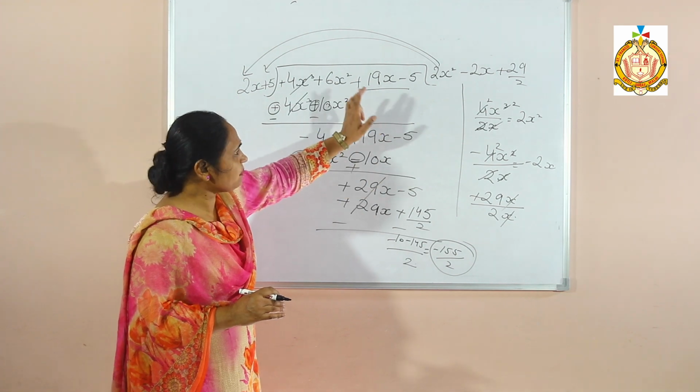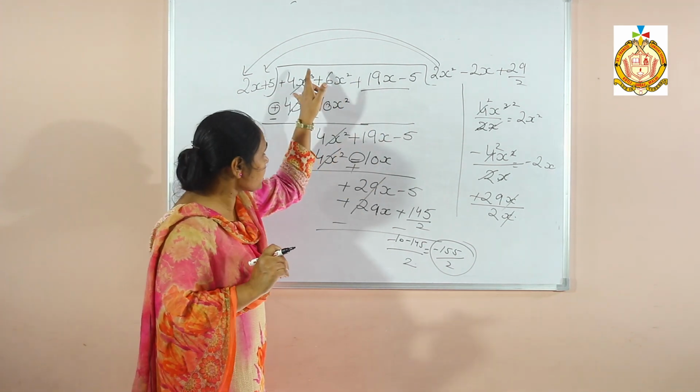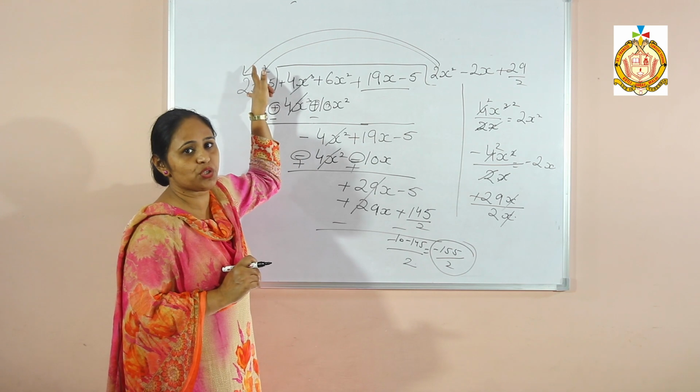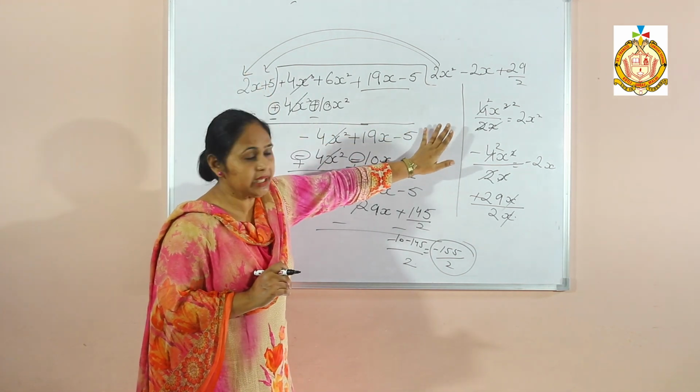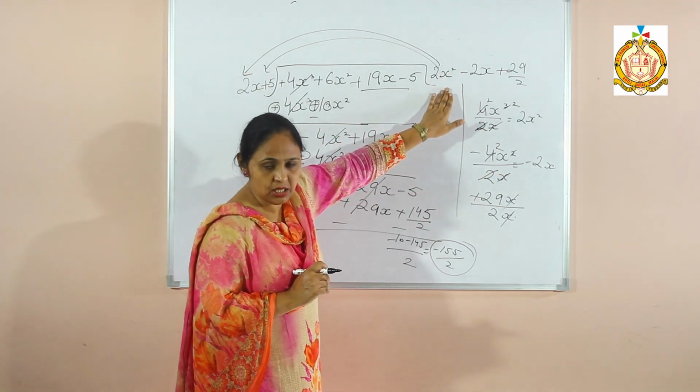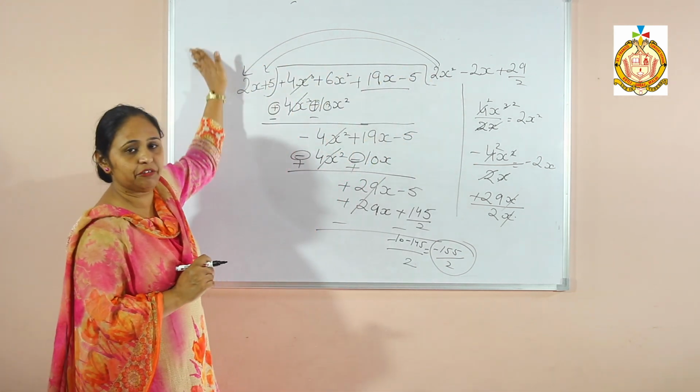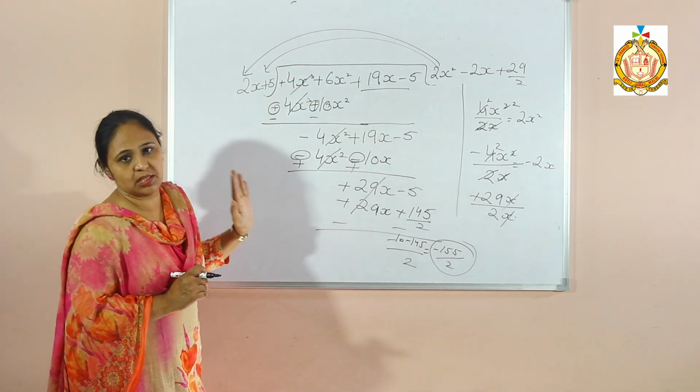Please, just one step is there. First term inside, first term outside. We have to divide separately. The answer we have to write here. This answer will be multiplied with both numbers. Then we have to change the sign.